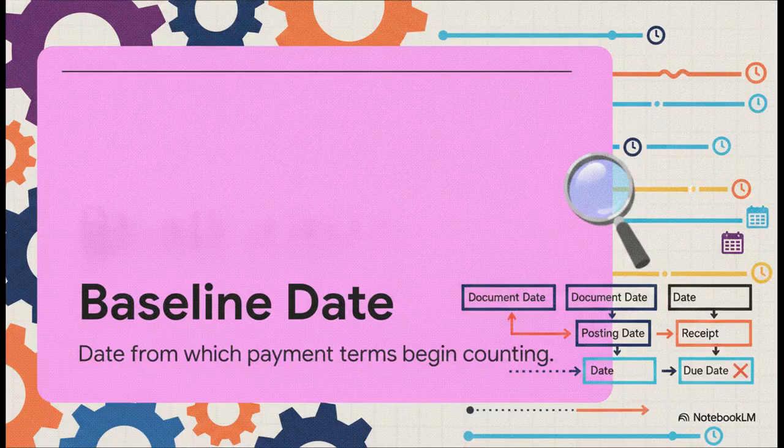And speaking of customized logic, keeping a tight grip on your baseline date calculation is huge. This is the exact date your payment terms start counting from. Because if you're booking invoices manually, you have to configure the system to ensure the due date triggers perfectly off the document date or posting date, especially when you don't have an automated goods receipt date to fall back on.